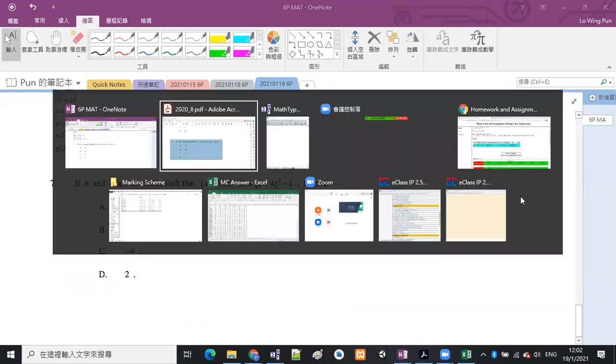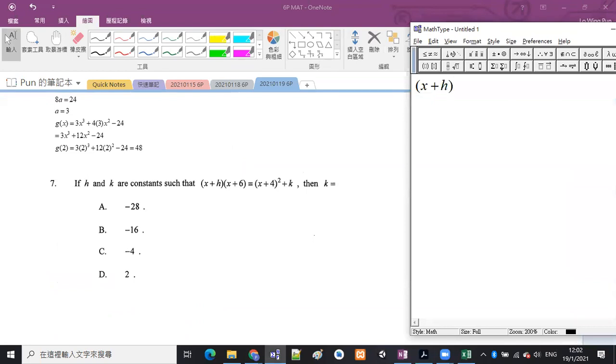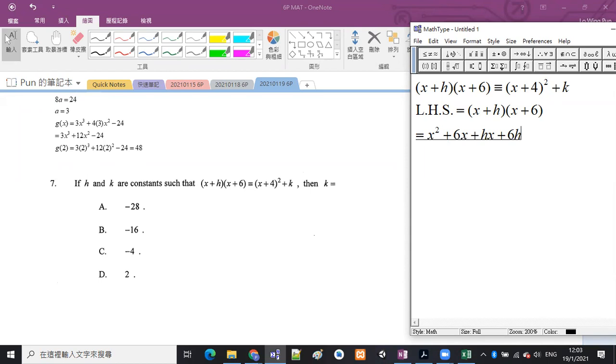H and K are constants such that (x + h)(x + 6) is identical to (x + 4)² + k. An identity means equal, so we simply expand the left-hand side and the right-hand side, then compare the like terms. The left-hand side is (x + h)(x + 6), which is equal to x² + 6x + hx + 6h.